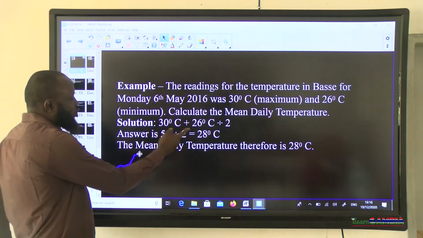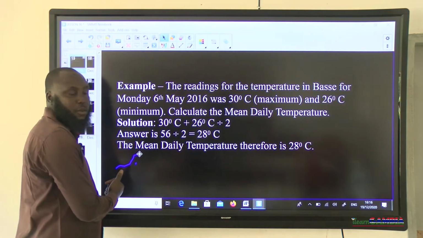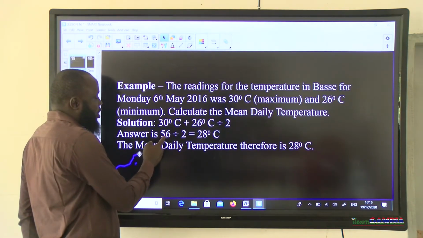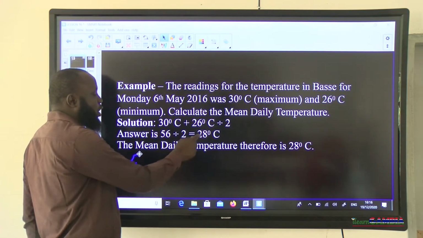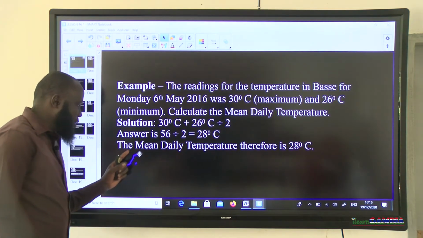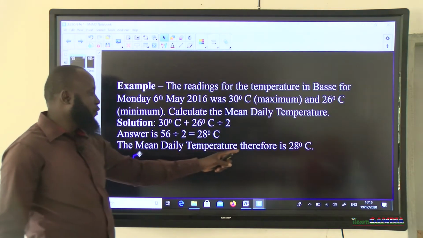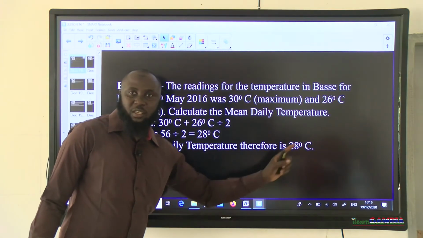Now when you add 30 to 26, this gives you 56 degrees Celsius. 56 degrees divided by 2. When you divide 56 by 2, that gives you 28 degrees Celsius. That means the mean daily temperature for this place therefore is 28 degrees Celsius.